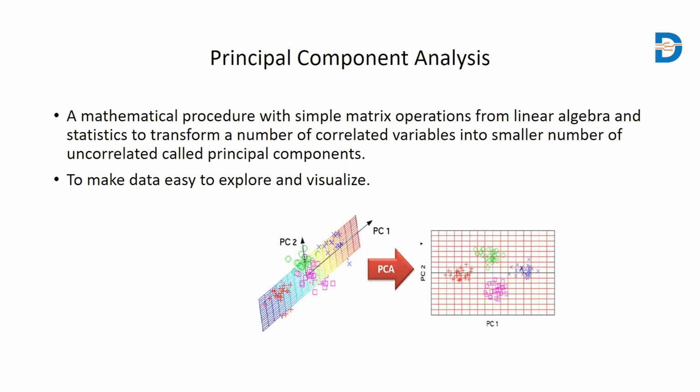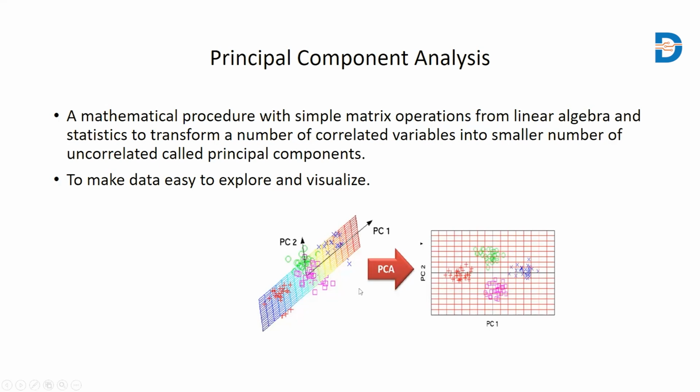It's a mathematical procedure, with simple matrix operations from linear algebra and statistics, to transform a number of correlated variables into a smaller number of uncorrelated variables called principal components. So using the mathematical procedure, we make the number of correlated variables into a small number of uncorrelated ones. What are they called? They are called principal components, to make data easy to explore and visualize.